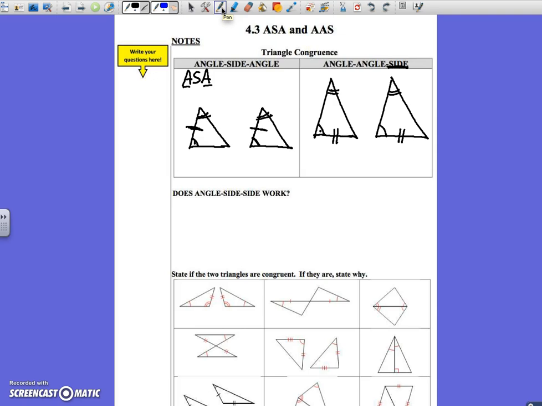So let's look at these. Now, state if these two triangles are congruent down here. So why don't you hit the pause button right here, and let's take a look at these down here at the bottom, and see if you can figure out if they are congruent or not, and if so, what the reason is. And then we will come back and look at them in just a moment.